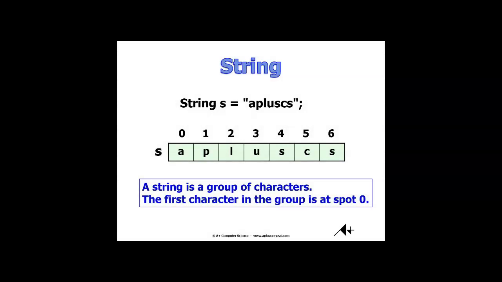In this example, inside of the quotes, I have A plus CS. That would be my string. Inside of the quotes, I could have put numbers, punctuation marks, backslashes. It doesn't matter as long as it's inside the quotes. It's considered a string or part of the string.